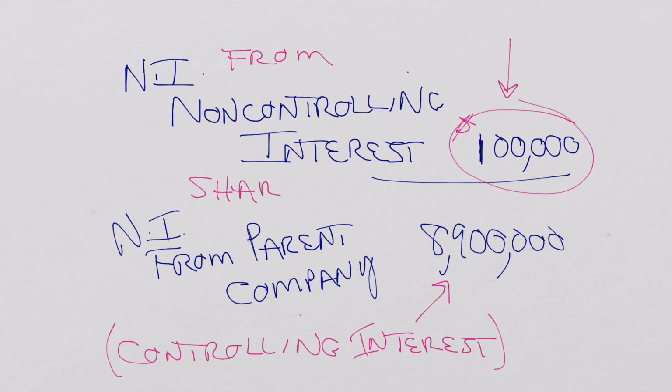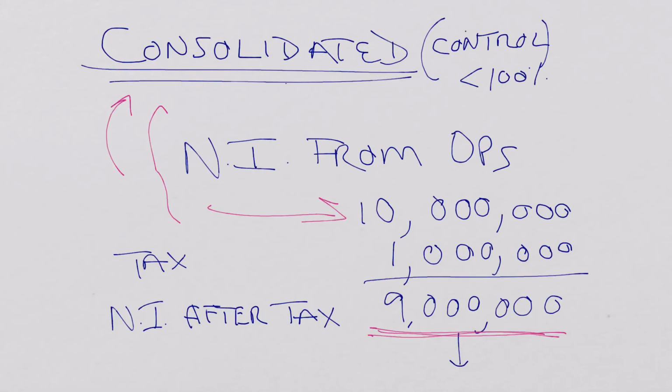The amount of income that belongs to them was $100,000. And it's all because over here, back to this, in this number here, this represents all the income from the parent company plus 100% of all the companies that they have control of, but they don't necessarily own 100% of all the companies that they have control on.